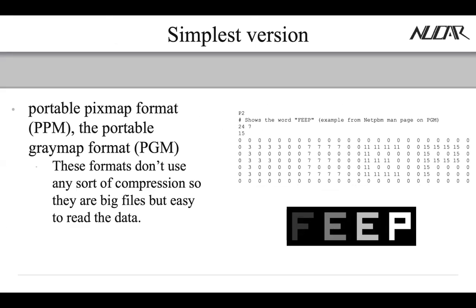One of the simplest formats is called PPM. I think it's not that popular right now, but it's one of the simpler image formats. These were among the oldest formats, I think, and they don't use any sort of compression. So the files are quite big, but it's easy to read the data because the format is very simple to understand.